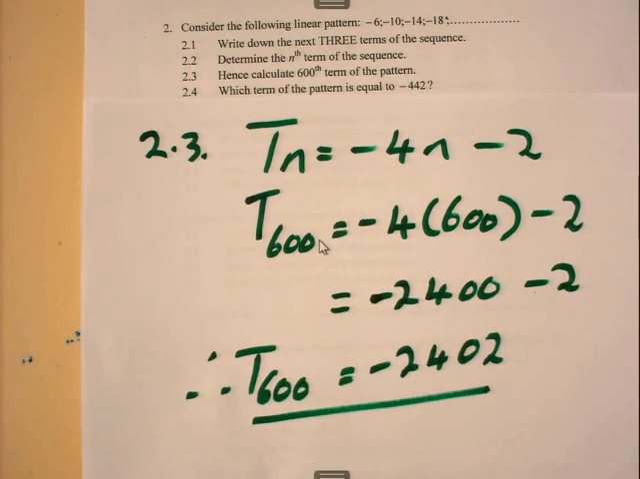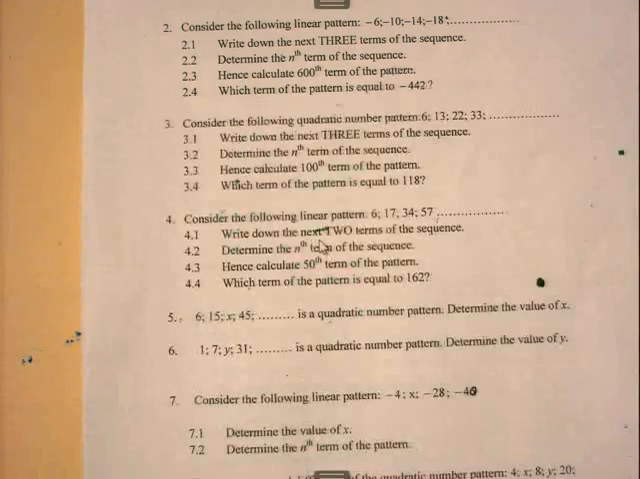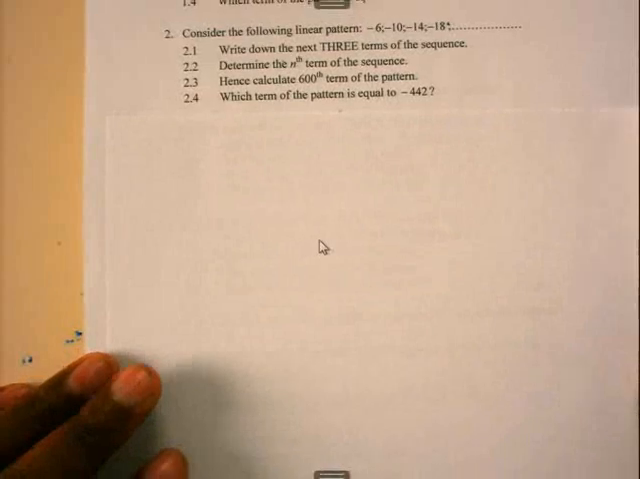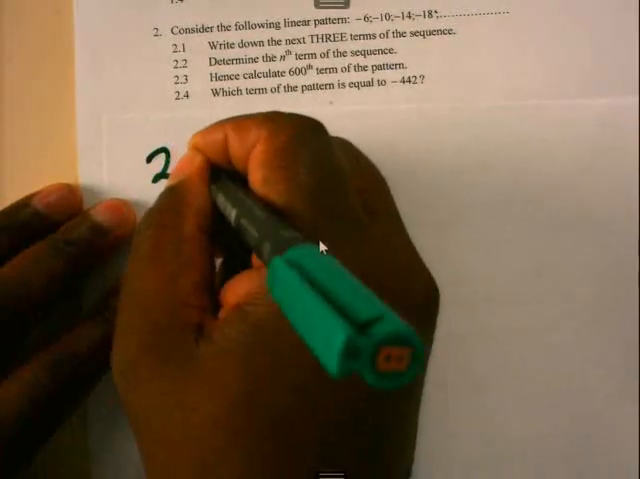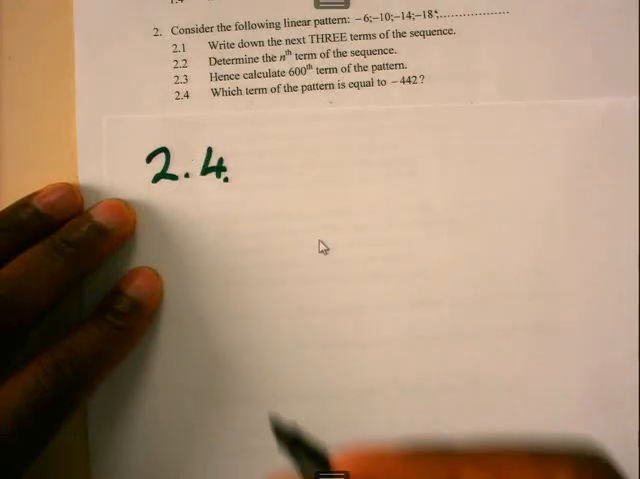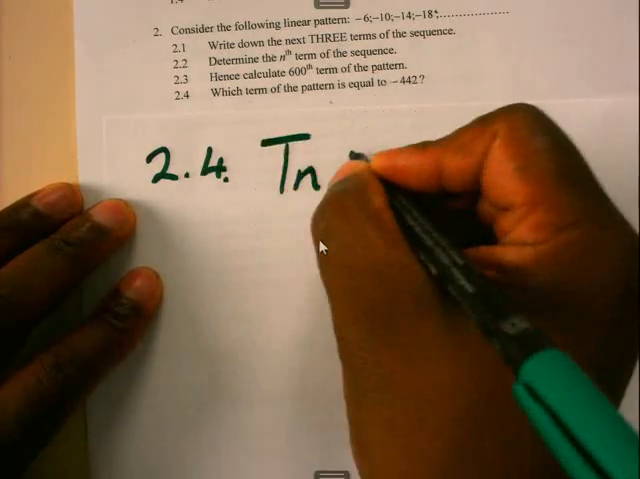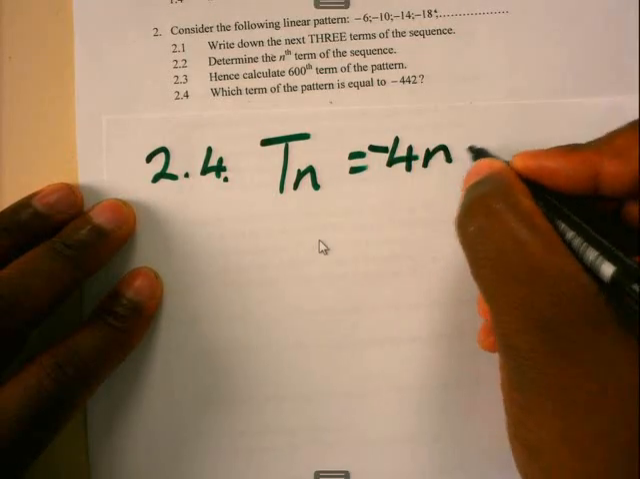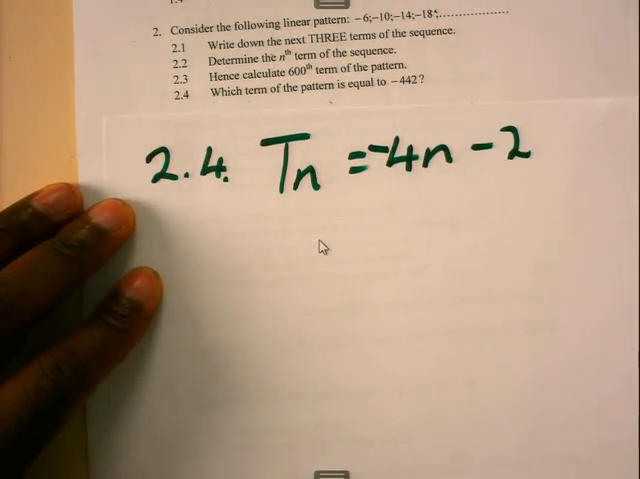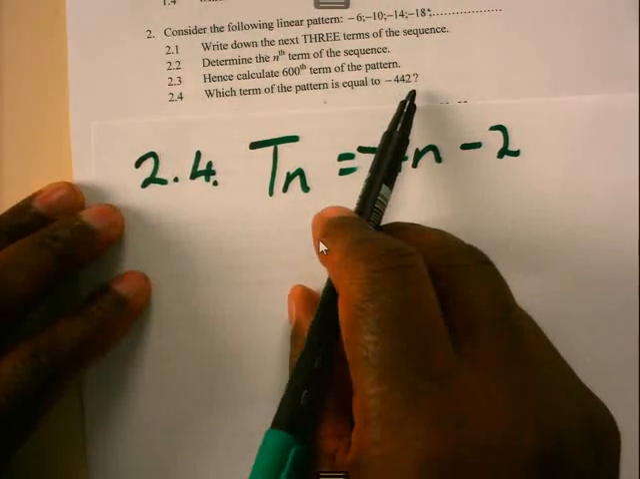Which term of the pattern is equal to minus 442? This is how we work it out. Question 2.4. Remember, our nth term is equal to minus 4n minus 2. So which term is equal to minus 442?